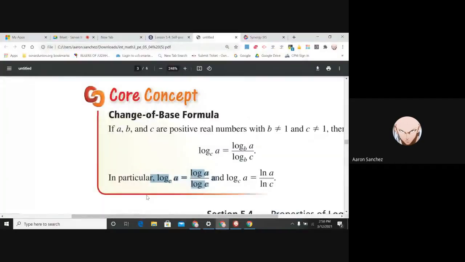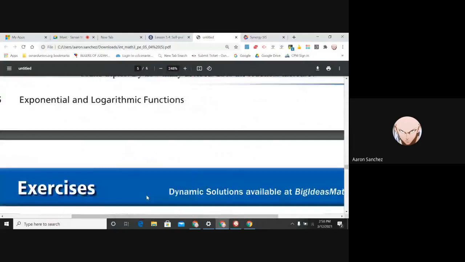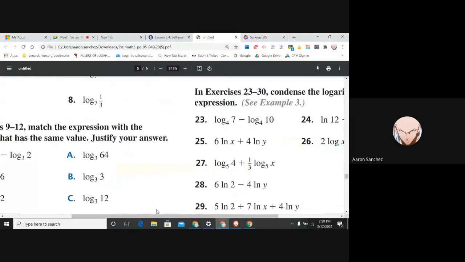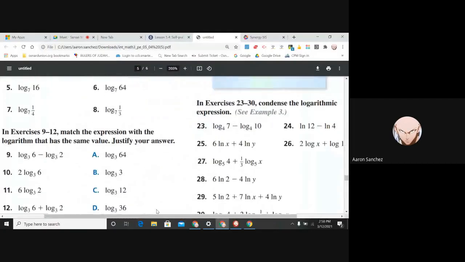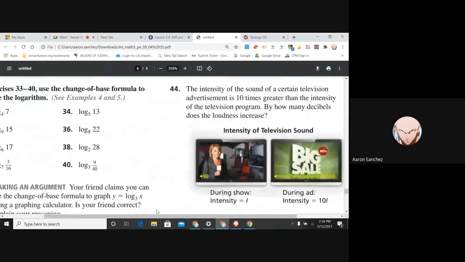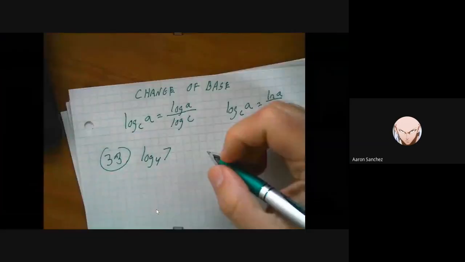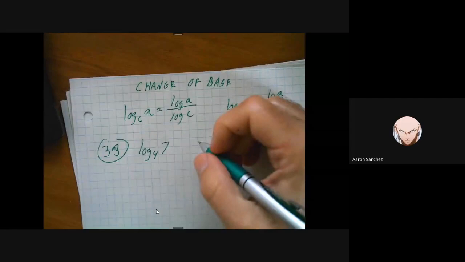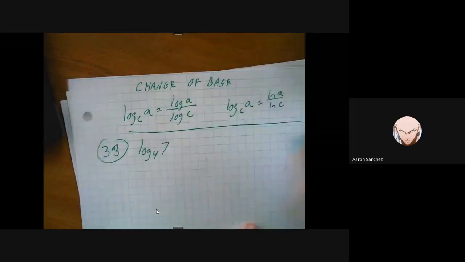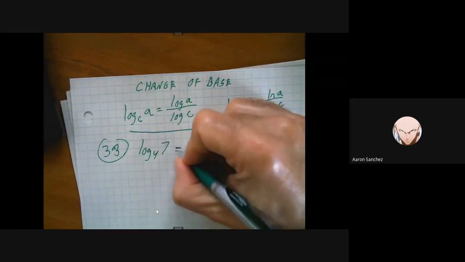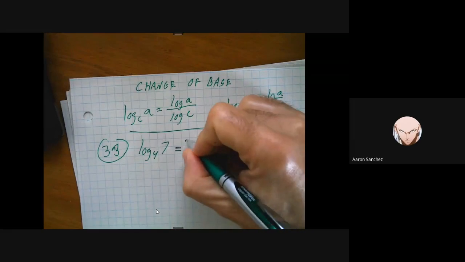Let's do this problem here so we can get an idea of what is going on. So, number 33. How do I solve it? Let's write down what's going on here. It's saying log base 4 of 7. Okay, so here's number 33, log base 4 of 7. Here's my change of base above it. I'm just going to put a little question mark.